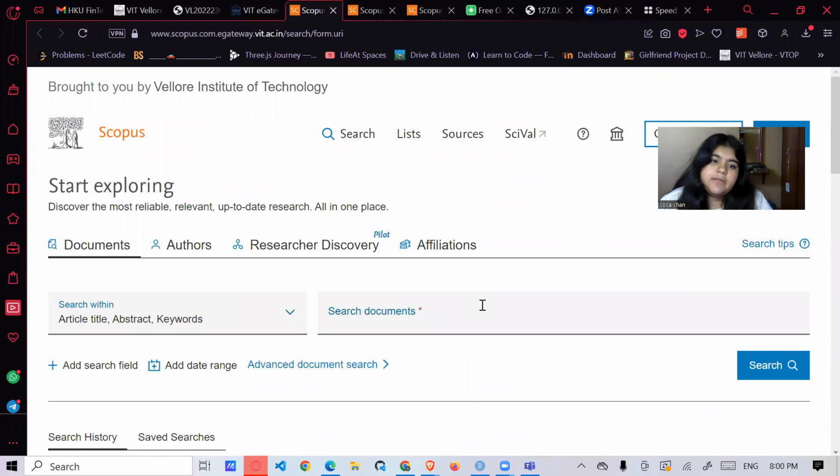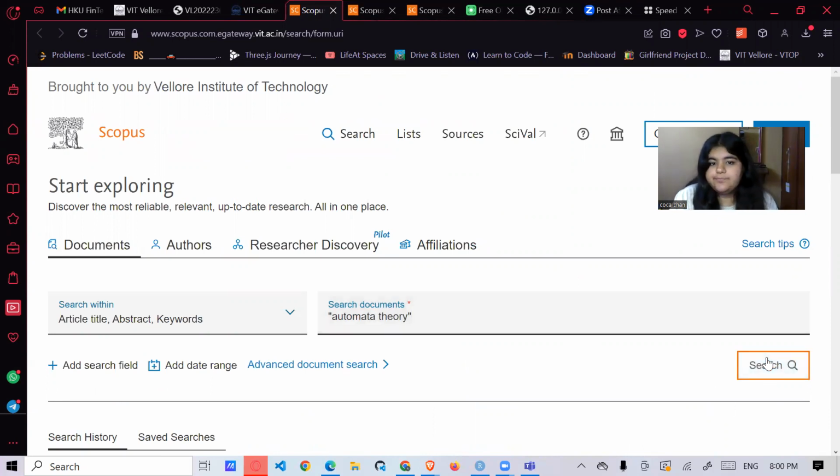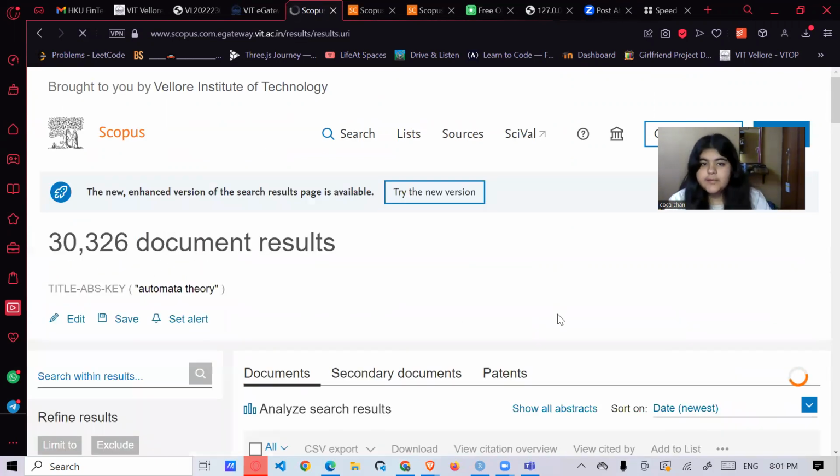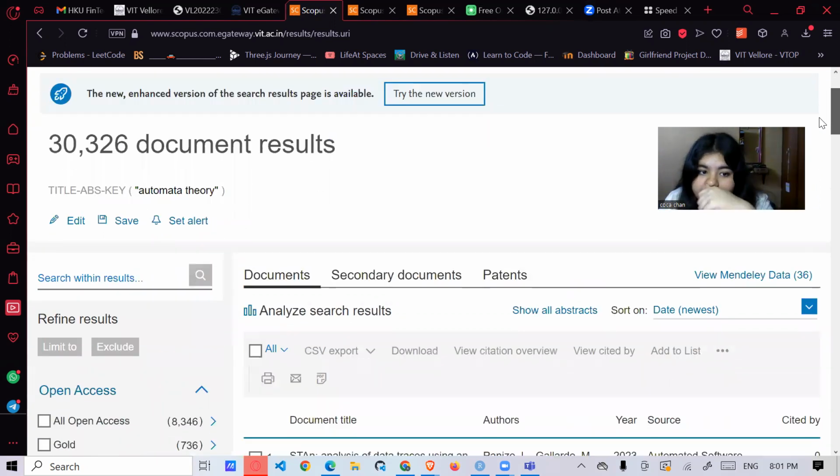So what we can do is search documents. I'm going to search for "automata theory" in double quotation marks. And this will show us all documents that are related to it. So we have 30,326 document results related to that. That is a lot of data. I mean, you can use 30,326, but I would personally lower this by refining my results.